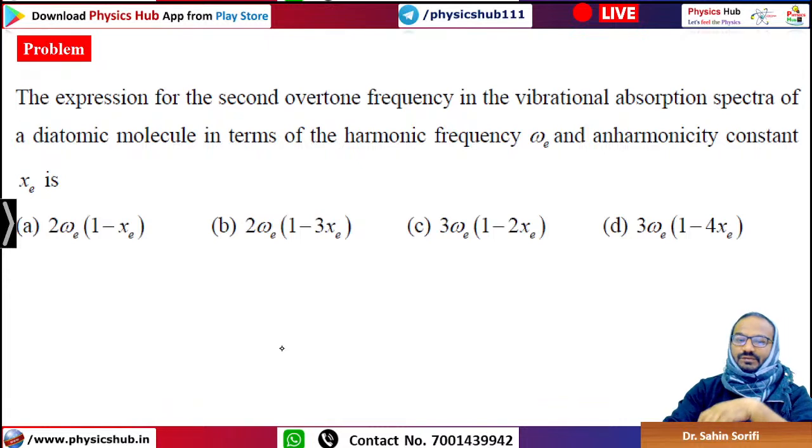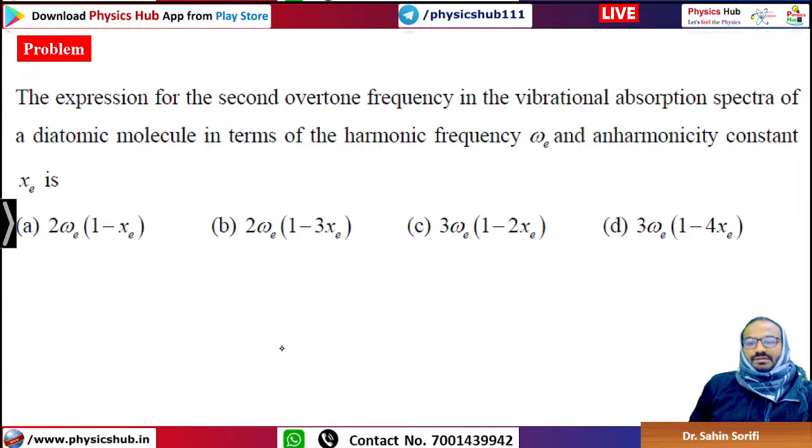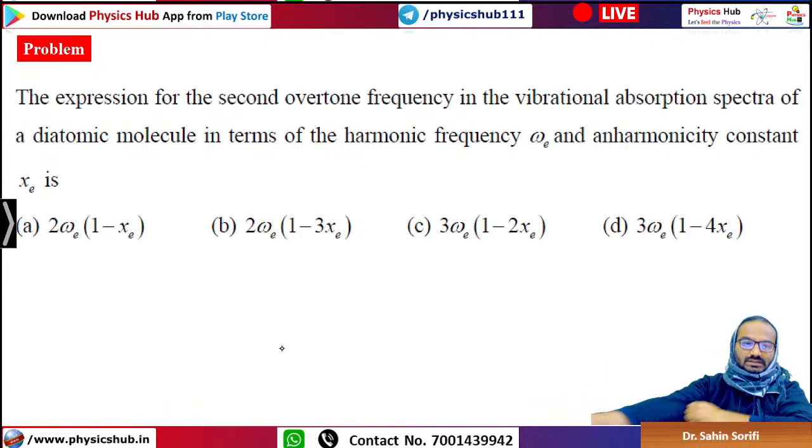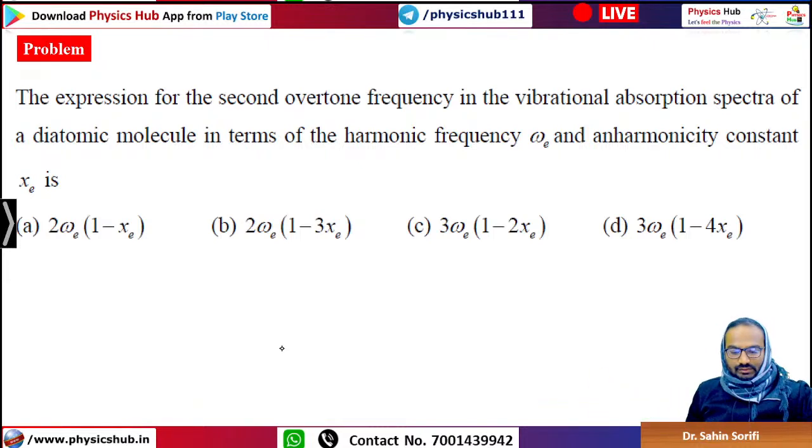Okay, try this problem. The expression for the second overtone frequency in the vibrational absorption spectra of a diatomic molecule in terms of harmonic frequency omega E and anharmonicity constant chi E is... No, hot band is only one transition. V equals 1 to 2, that is the only transition. For that case, that particular transition only is known as the hot band.